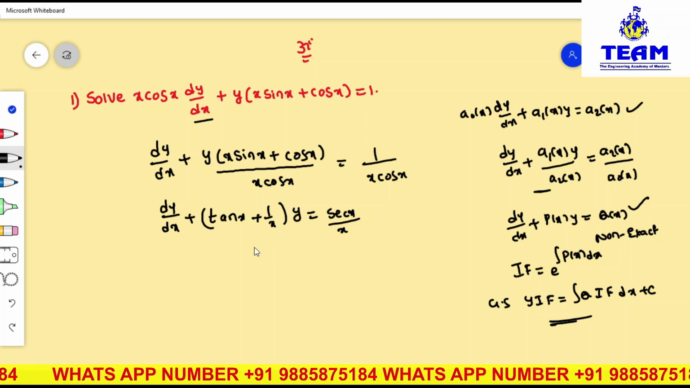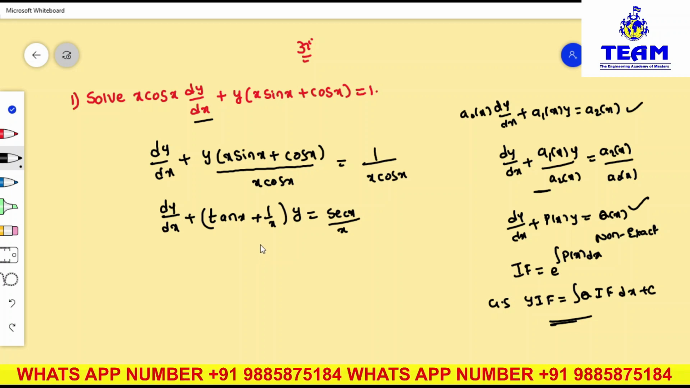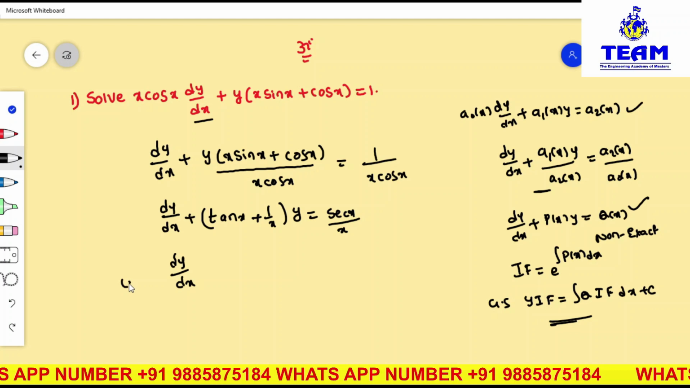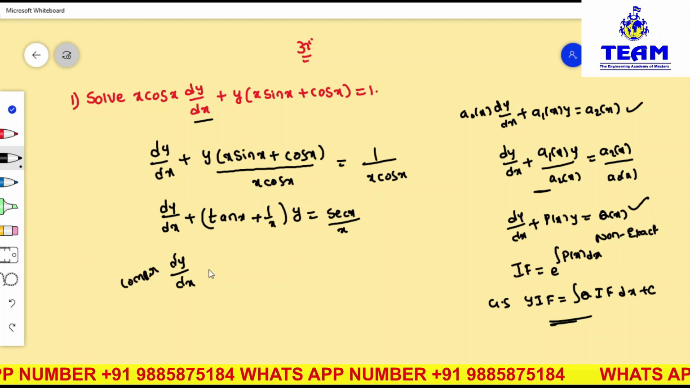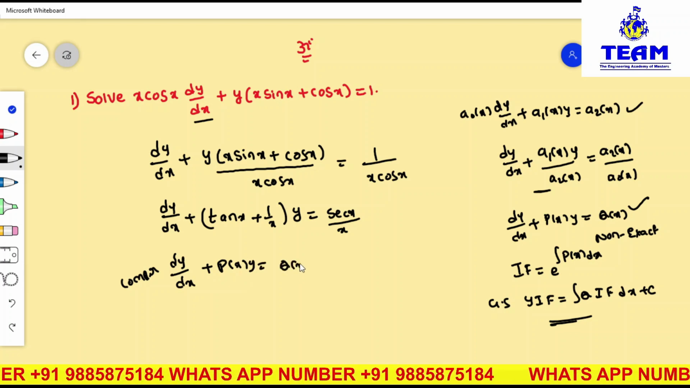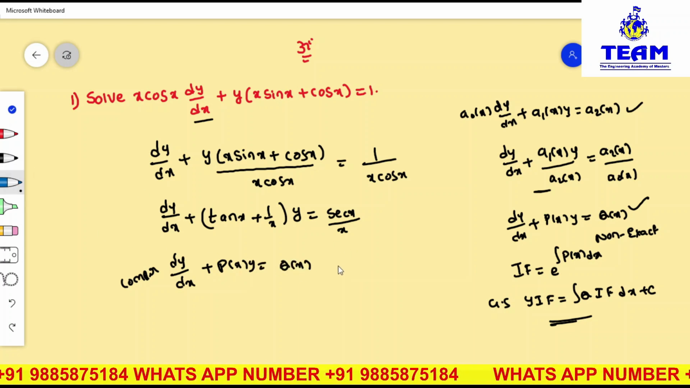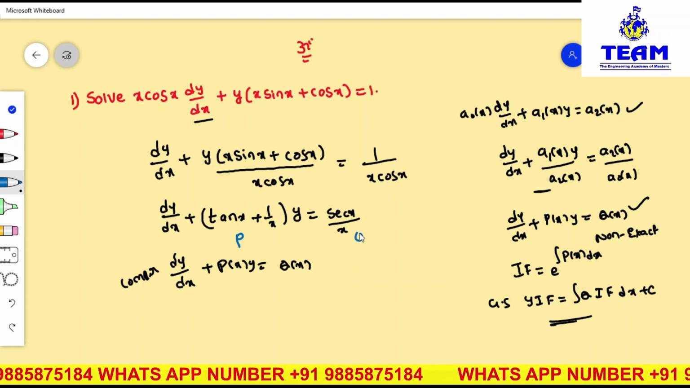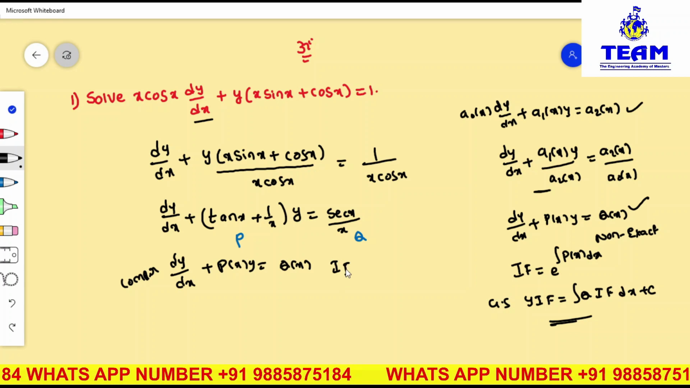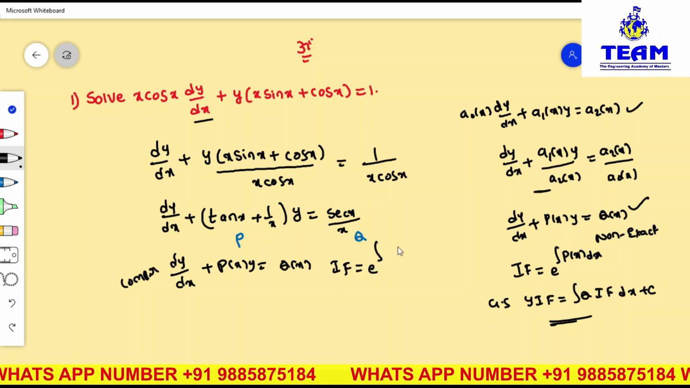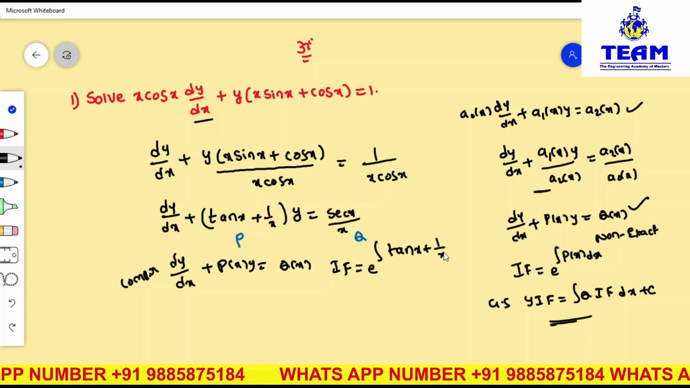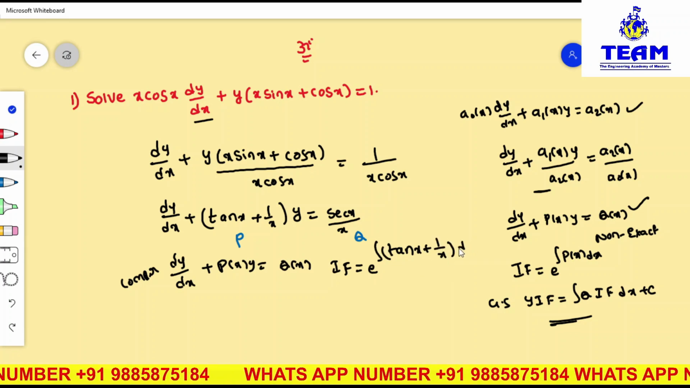So we have to multiply with a suitable factor, which is called the integrating factor. Just comparing with dy/dx + p of x into y = q of x, where p of x is this one and q of x is this one. Now the integrating factor is e to the power of integral of p of x dx. What is p of x here? It is tan x plus 1 by x, dx.